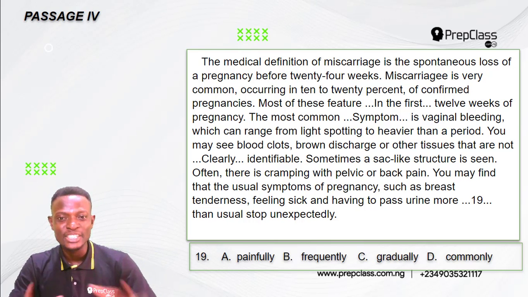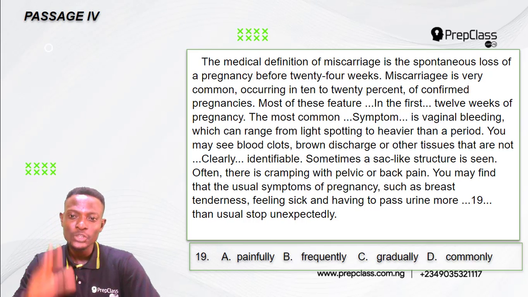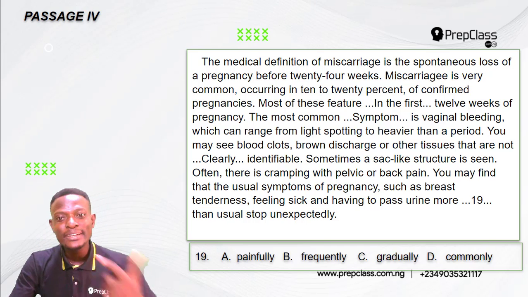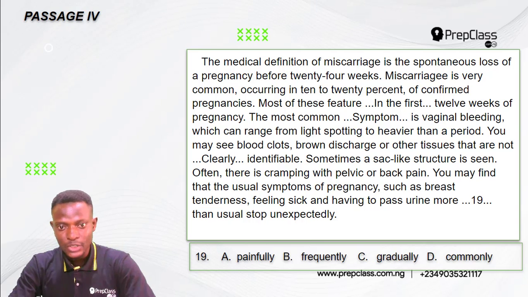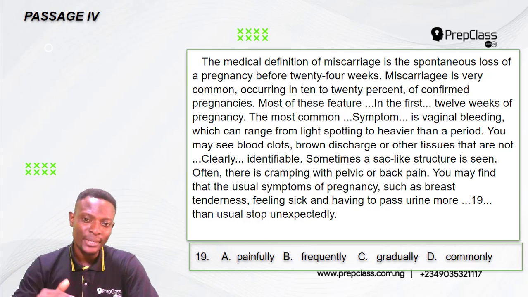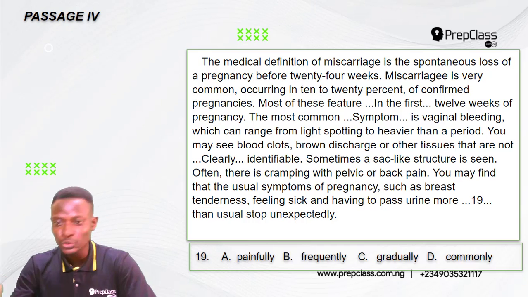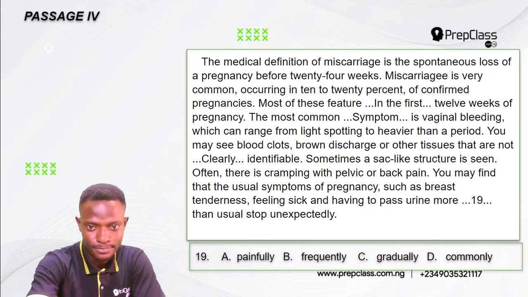You may find that the usual symptoms of pregnancy, such as breast tenderness, feeling sick, and having to pass urine more than usual, stop unexpectedly. Option A, painfully. Option B, frequently. Option C, gradually. Option D, commonly.